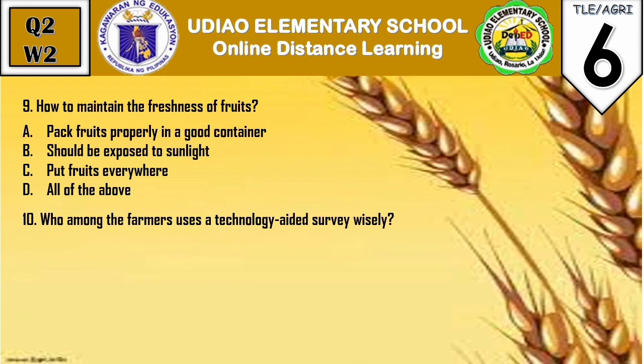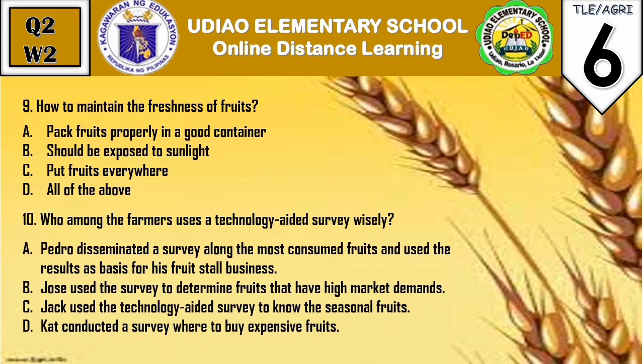Number 10. Who among the farmers uses a technology-aided survey wisely? A. Pedro disseminated the survey along the most consumed fruits and used the results as basis for his fruit stall business. B. Jose used the survey to determine fruits that have high market demands. C. Jack used the technology-aided survey to know the seasonal fruits. D. Kat conducted a survey on where to buy expensive fruits.